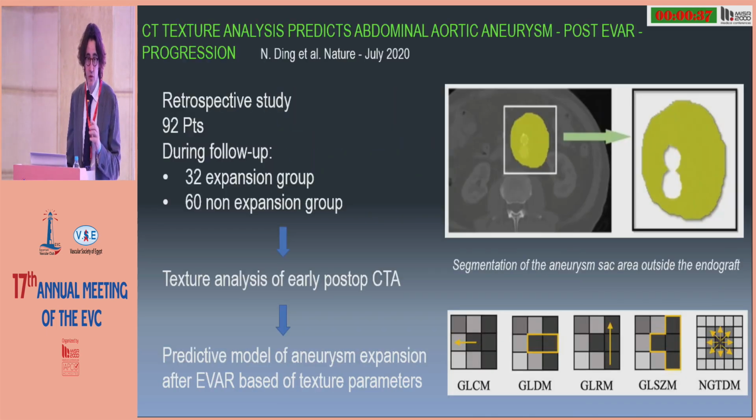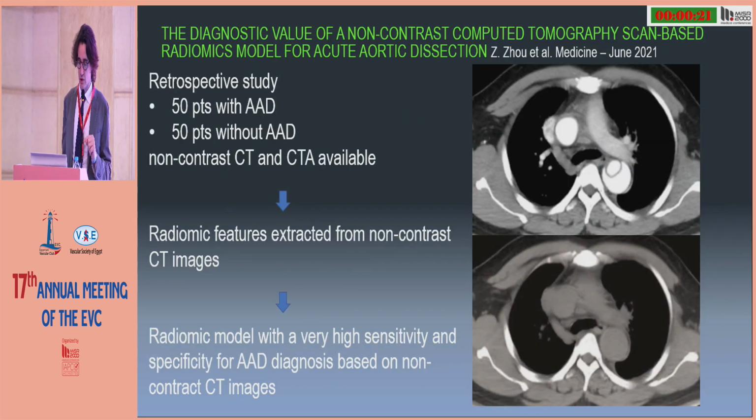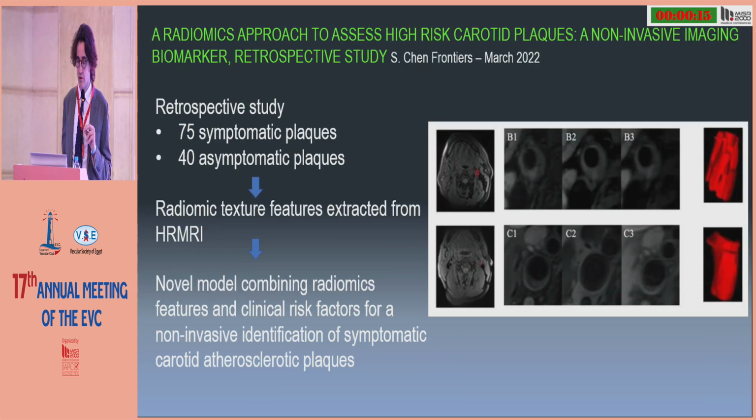In vascular surgery, some examples of how radiomics have been applied. They've designed models that, looking at the texture of aneurysms, could predict the expansion of the aneurysms, and they could predict the endoleaks that would eventually cause the expansion of the aneurysm. They could look at dissections, and they could recognize these dissections in CT scans without contrast with radiomic models, and they could recognize through radiomic models vulnerable or high-risk plaques in carotid surgery in several studies, as you can see here.